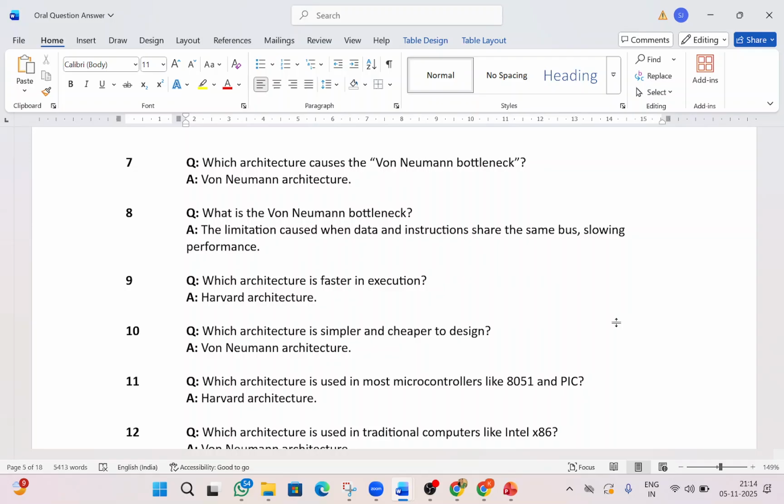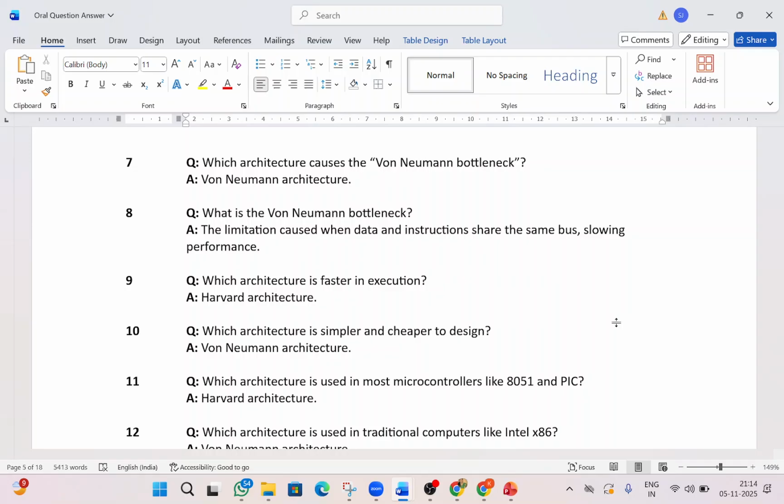Question number 8. What is the von Neumann bottleneck? It is the performance limitation caused by the single bus handling both data and instruction. The CPU must wait for one transfer to finish before starting another one. So slow execution happens in the von Neumann architecture.